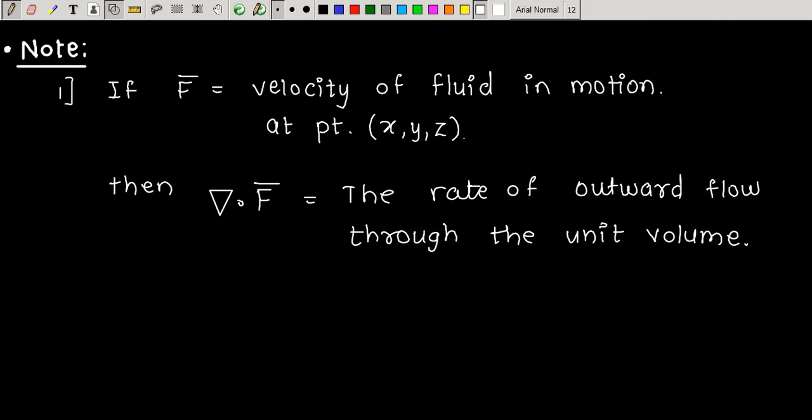Similarly, we can take one more example. If f bar is the intensity of electric flux or magnetic flux, then the value for the divergence of f bar will give us the exact amount of flux which diverges out of that vector field f bar per unit volume.